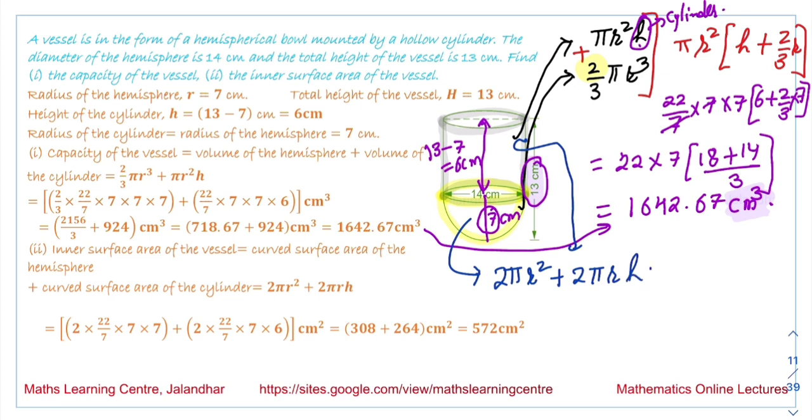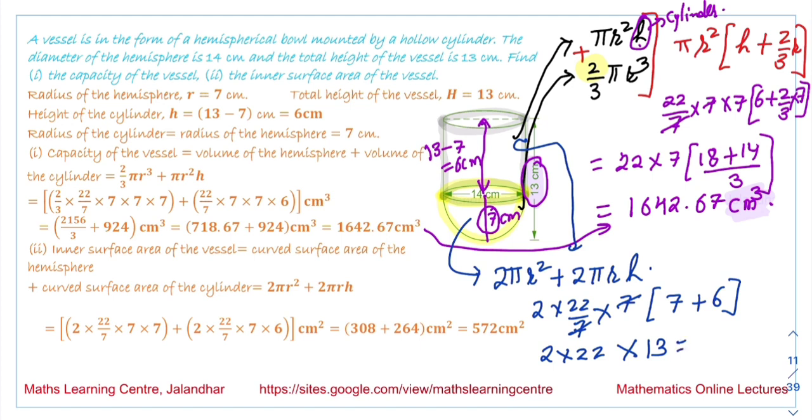If we substitute the values over here, we get 2 into 22 by 7 into the value of radius, which is 7, into 7 plus the height over here, which is 6. These two 7s get cancelled, so we are left with 2 into 22 into 13. And on solving this, the answer you will get is 572 centimeter square.